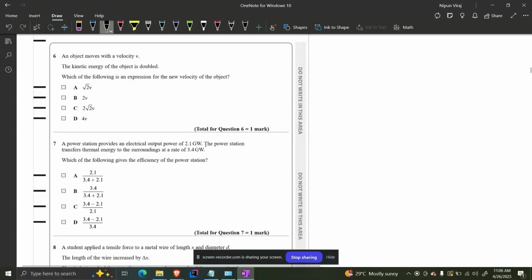Okay, next question. An object moves with a velocity v, kinetic energy is doubled. Then they are asking about a new expression, so we can say kinetic energy is doubled, so E is equal to half m v1 squared for the initial situation, and for the second situation we can say this v2 squared. We can take them as two equations and then divide 2 by 1. So if you can divide the left side first of all, and then you can divide the right side then.